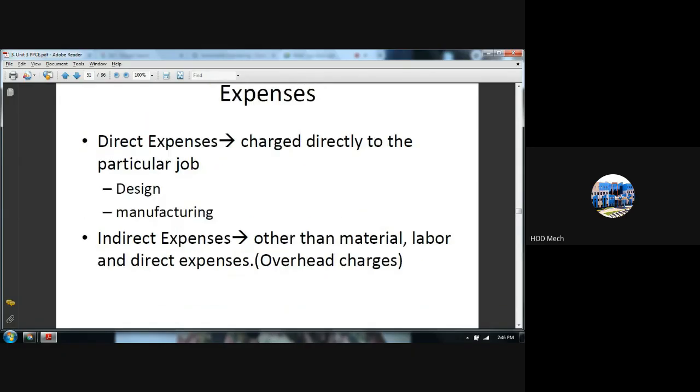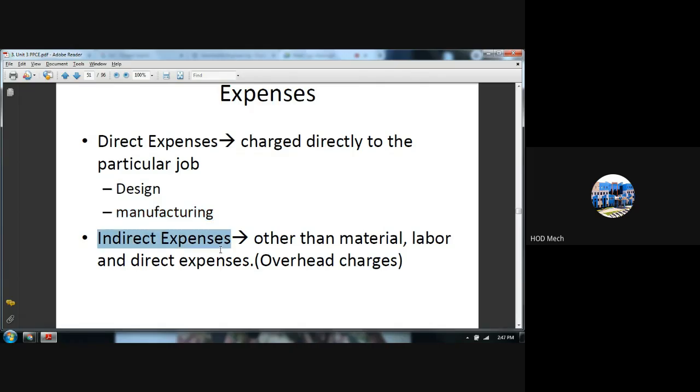Direct expenses. Direct expenses are those that are charged directly to the particular job. And the particular job முடிக்கிறதுக்கு டைரக்டா செலவு பண்ற தொகை, that is called as direct expenses. For example, design. ஒரு டிசைன் போடும்போது டிசைன் இன்ஜினியருக்கு கொடுக்கிற salary, direct cost. Manufacturing, production line la the number of workers that are working, what is the total cost involved are called as direct expenses.